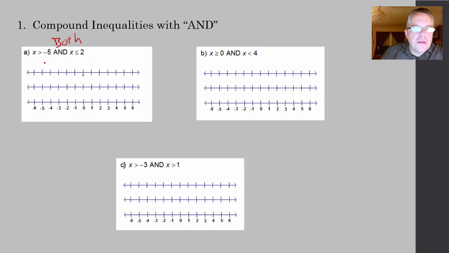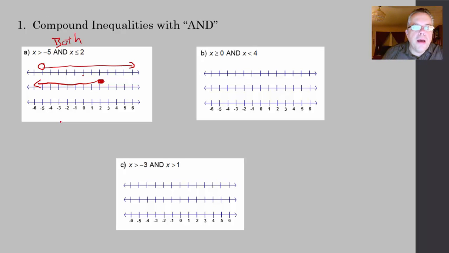So x greater than -5 would have a hollow dot at -5 and go all the way to the right. X less than or equal to 2 would have a solid dot, and its graph would go all the way to the left. And I know you guys are really good at these basic inequalities. Now it's a matter of putting them together.